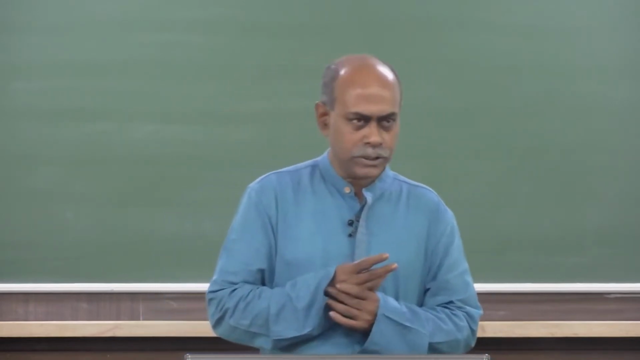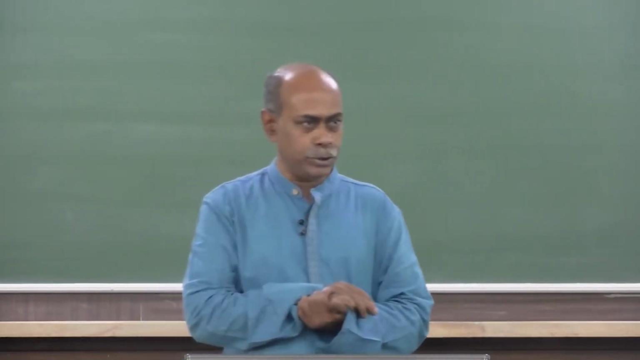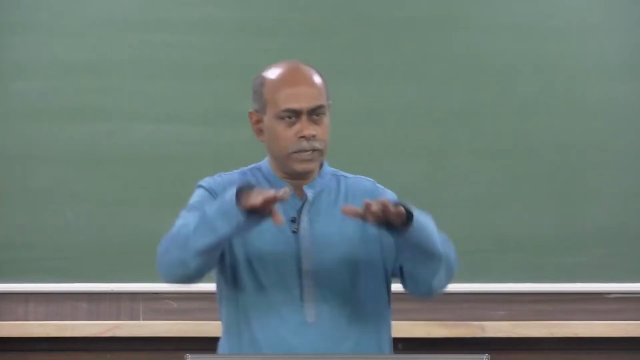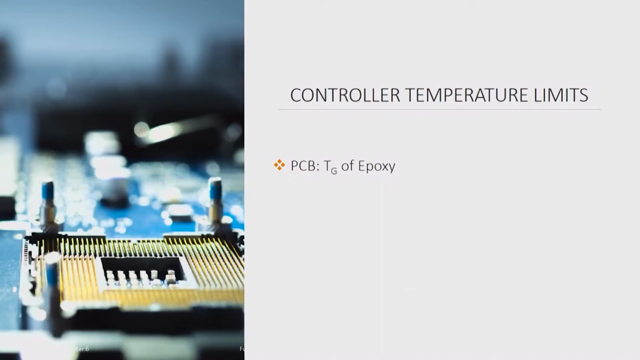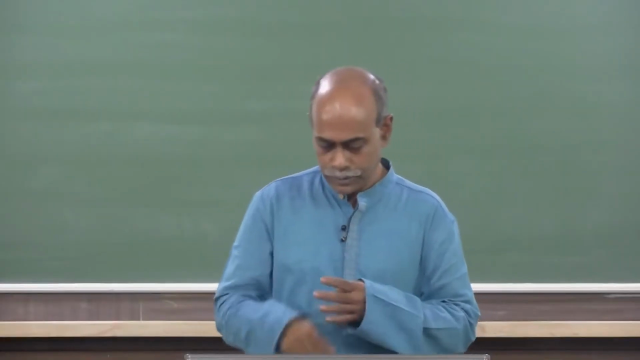So, the first, I will tell you about the limits. There are three important limits that we should keep in mind. The first is that the epoxy, which is the green material of which the PCB is made, often glass reinforced epoxy, it has a certain temperature limit which is called TG, the glass transition temperature. You should not allow the temperature of the PCB to rise beyond that during operation.